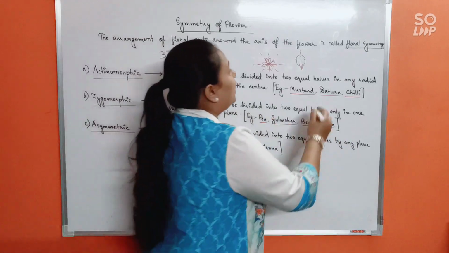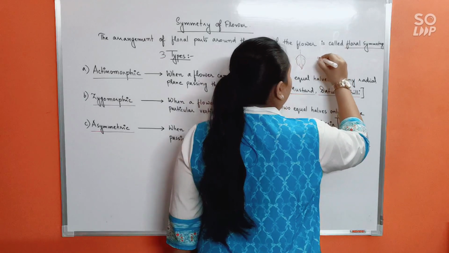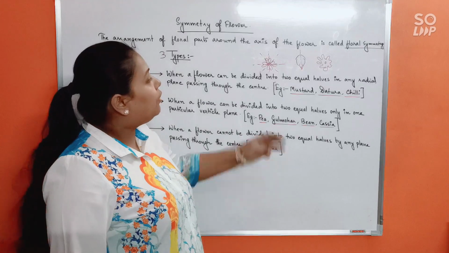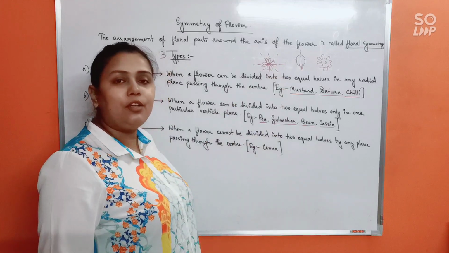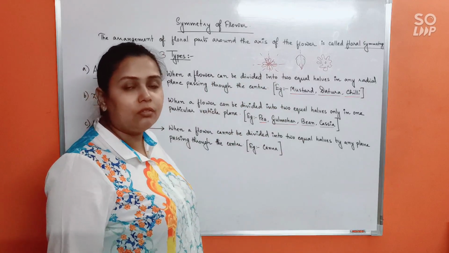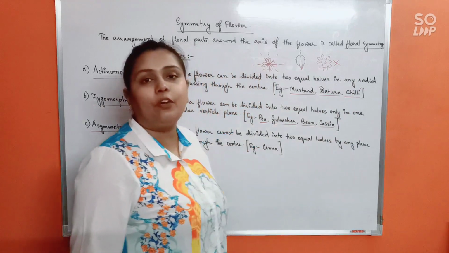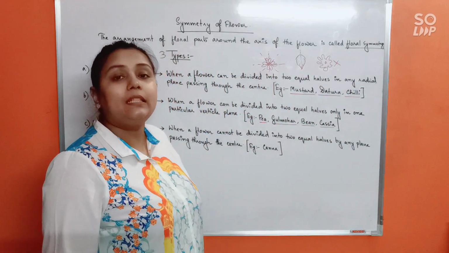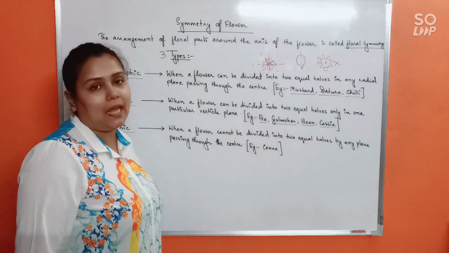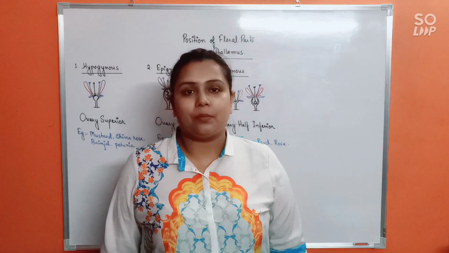Means suppose this is a flower. Very irregular in its symmetry. Now this flower, if I ask you to divide it into two equal halves, can you find any plane by which you can do so? No, right? It cannot be divided into two equal halves from any plane of division. That's why we call it an asymmetric flower. Example is canna. Next, let us discuss the position of floral parts on thalamus.